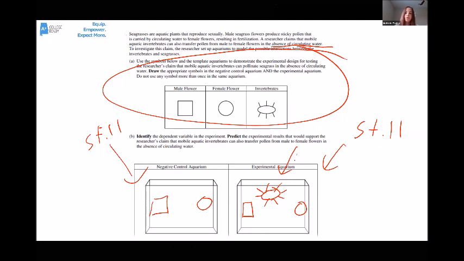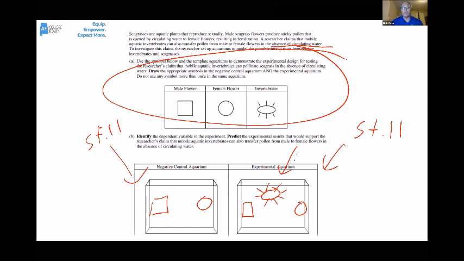That they didn't reproduce. Yeah, they didn't reproduce. So there's no pollinated flowers, which would mean there's no seeds, no fruits, no babies. Okay? So however you want to say that, there's no pollination in the negative control group. We're expecting pollination in the experimental group.